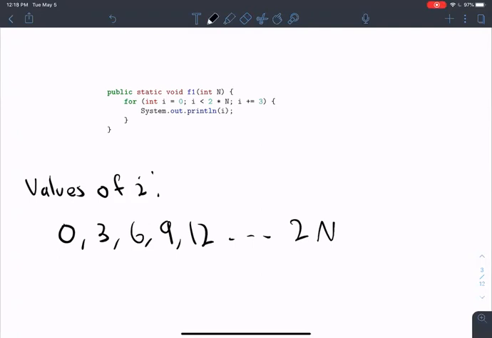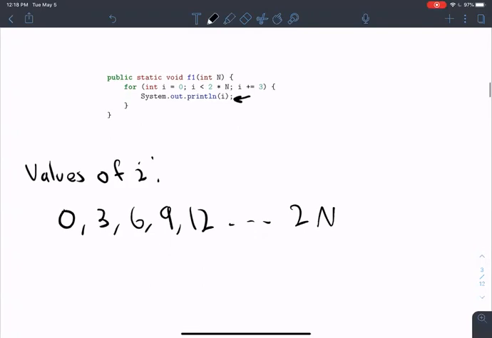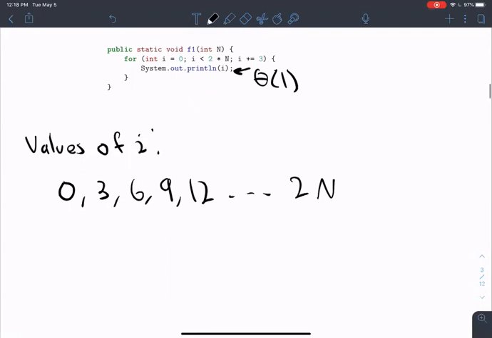Okay, so we've listed all the values of I here. And no matter what the value of I is, the body of the for loop is constant work because we're just printing out I. So it doesn't matter if I is 0 or something really big like 2n, it still takes the same amount of time to print that integer out. So the body of this for loop is what we call constant, so theta 1. It doesn't matter if I is 0 or I is 2n, the work it does at that iteration is the same.